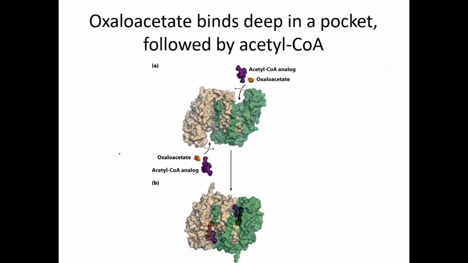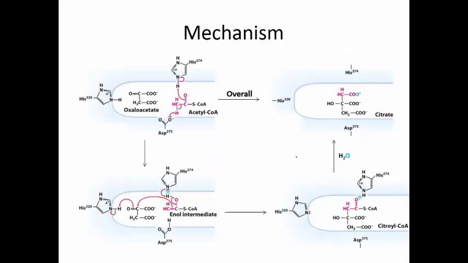So first what's going to happen is oxaloacetate is going to bind deep in the pocket and then acetyl-CoA. So this is going to form a ternary complex, and it's got an ordered mechanism. You can't bring in acetyl-CoA first. This figure just shows you an acetyl-CoA analog, and that's simply so that you can get the crystal structure without it very quickly forming the reaction. With an analog, everything will bind where it should, but it won't actually complete the reaction. That's the only reason for that being there. The mechanism is going to go like this, but you can look at the overall reaction as well.